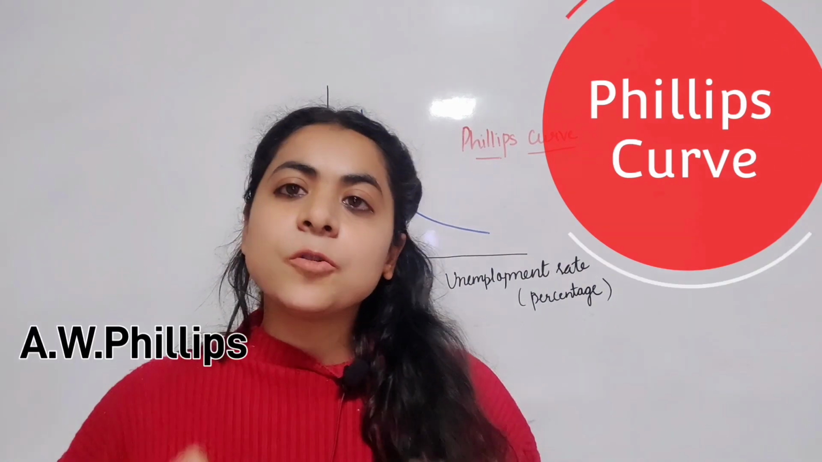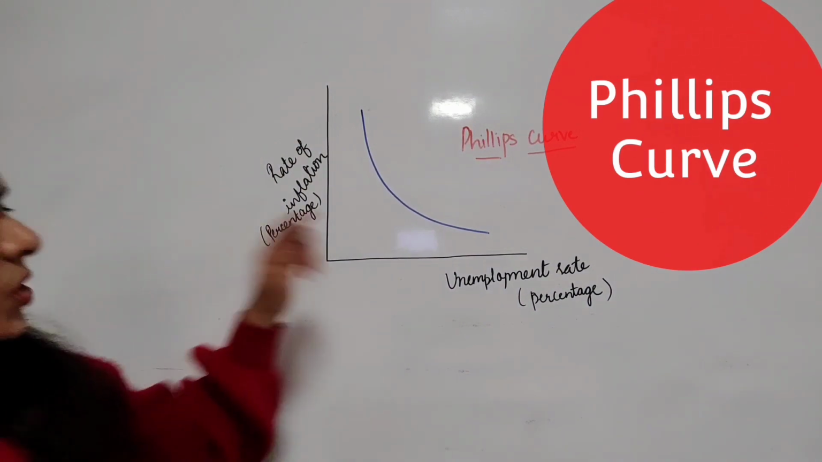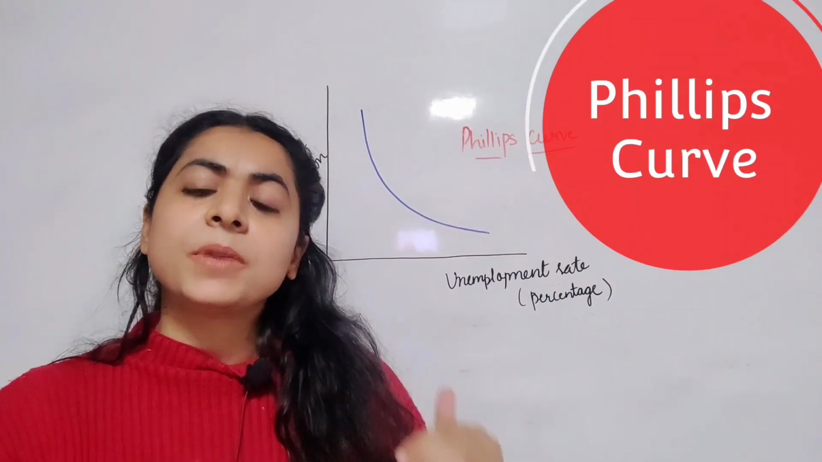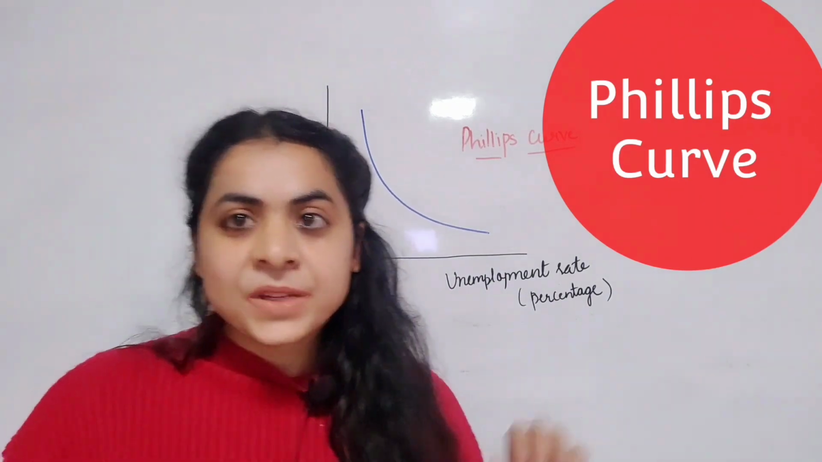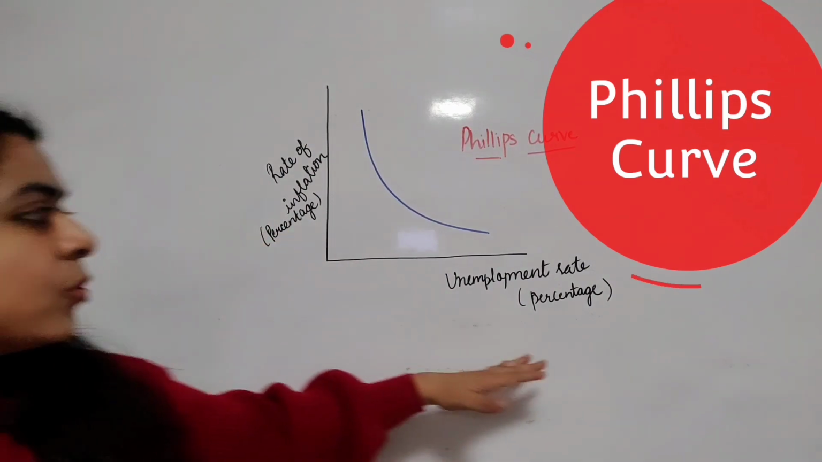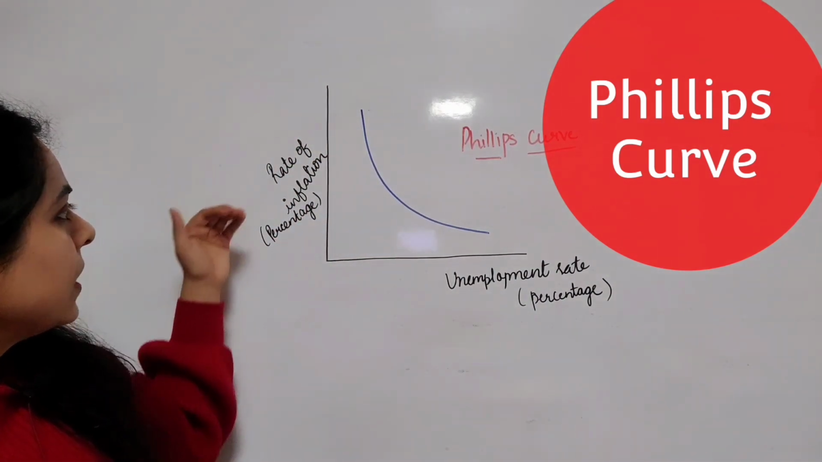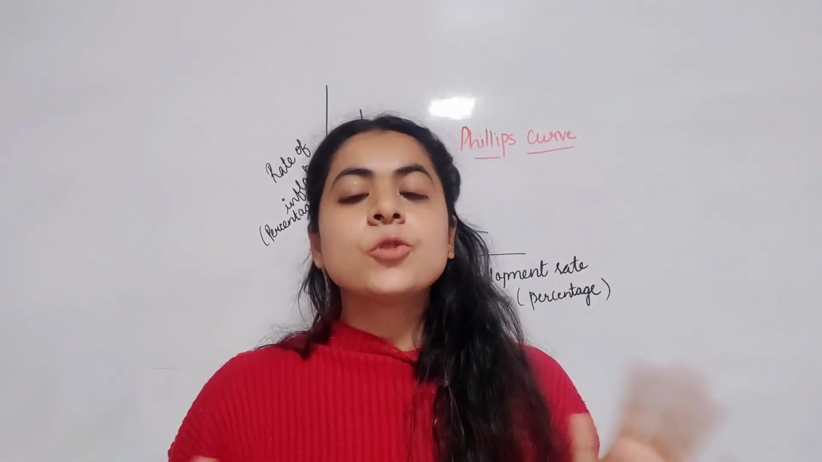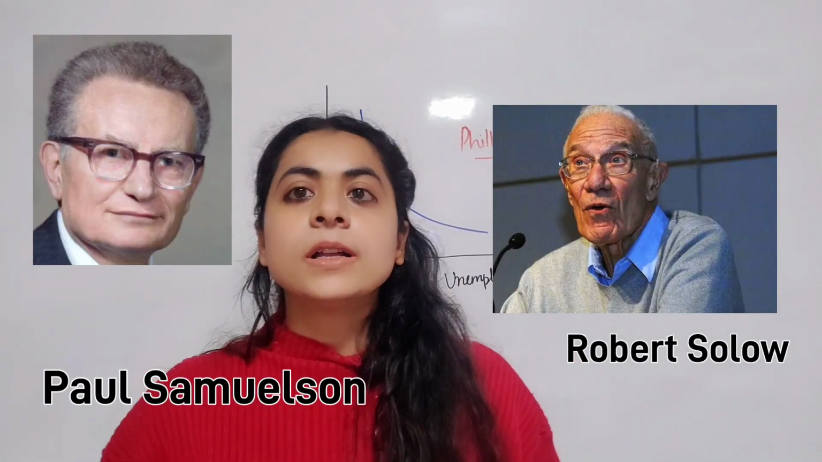In 1958, A.W. Phillips drew a diagram by plotting rate of inflation against unemployment rate for the United Kingdom for each year from 1861 to 1957, and he found a negative relation between rate of inflation and unemployment rate. So when inflation is high, unemployment is low, and when the rate of inflation was low, he found that the unemployment rate was high.